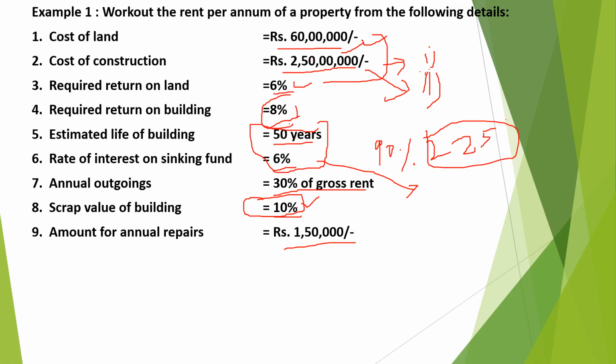Another thing is given to you as the amount of annual repair. This is also to be taken into consideration as an outgoing. It will be added to the net rent to calculate gross rent. Now see another thing. Annual outgoings are given to you as 30% of gross rent. How it will be taken care of, we will discuss in the example.